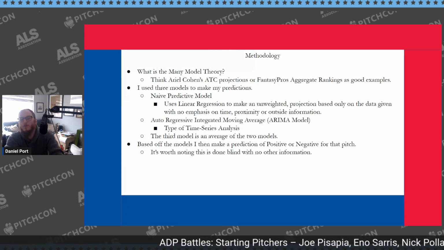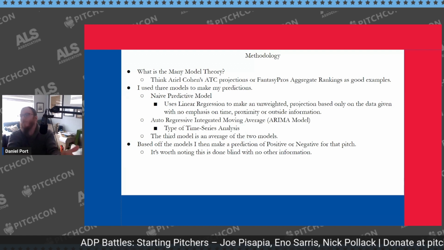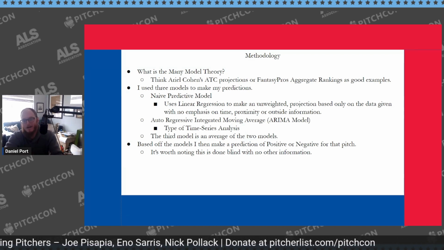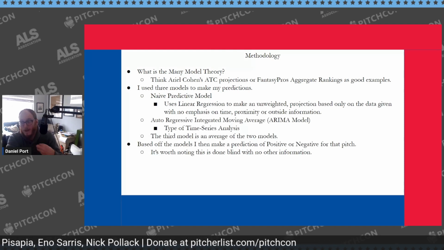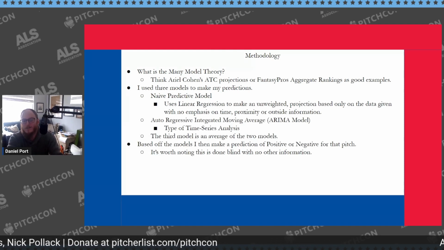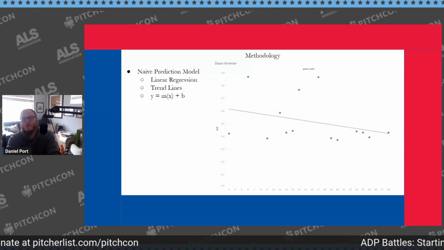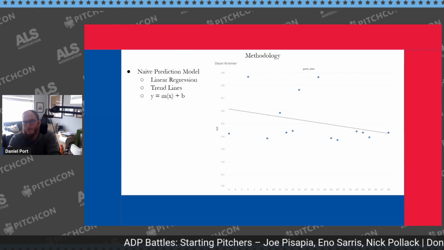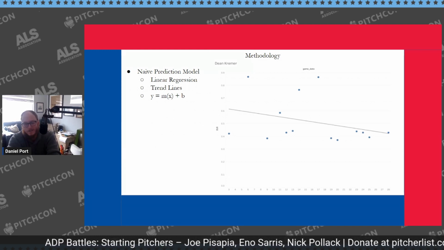You wouldn't use OLR in this way in the wild. If you were using it, you'd have other information at your beck and call. But I wanted to really demonstrate the power and how effective this statistic was. So let me talk a little bit real quick about the models themselves. For the naive prediction model, linear regression, we all are pretty familiar with it at this point. It's used a lot in sports nowadays.